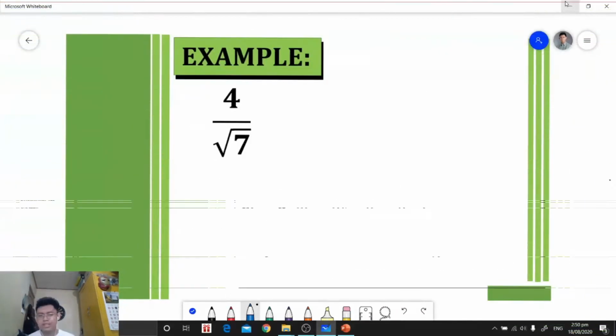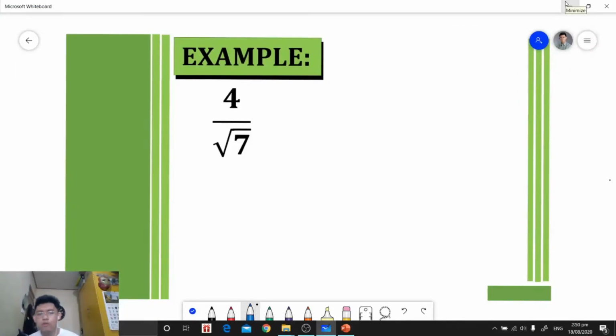Let's have an example. For example, we have 4 over square root of 7. In this case, we're going to rationalize this. So we need to multiply the numerator and the denominator by a value that will make our denominator a whole number. Imagine that our index is 2 and our exponent is 1. So what do we need to multiply to 7 in order for it to have a value that is equal to the index? We're going to multiply it by the square root of 7.